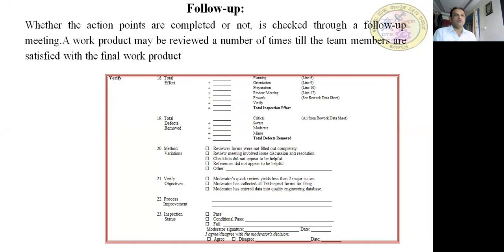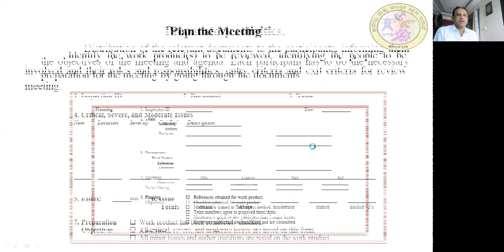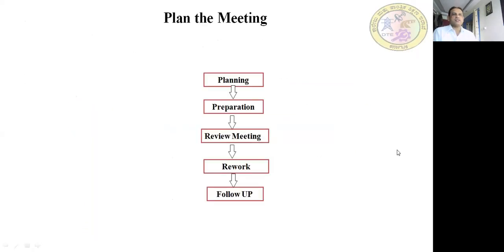That is what you call follow-up. So these are the things we have discussed in today's class. Any other things? Today, in the last session, we discussed planning the meeting. Planning the meeting includes planning, preparation, review meeting, rework, and follow-up. So this is how we need to plan it. These are the things we discussed.